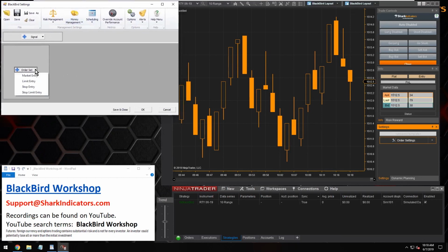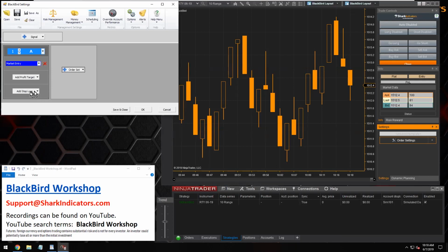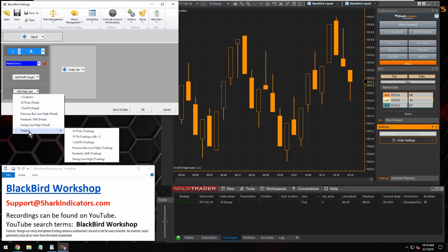Okay, so the first thing to do is select your entry order type. I'll just go for a market. Now, to the question, how to set up an example of a trailing stop loss here. If you'll notice from the quick list, there are a bunch of quick list trailing options. The first one is just a flat, basic 10-tick trailing stop loss.